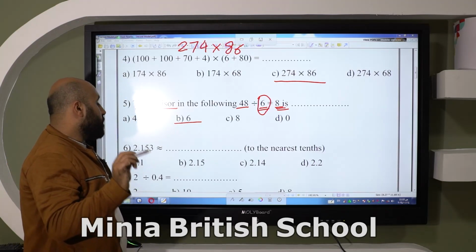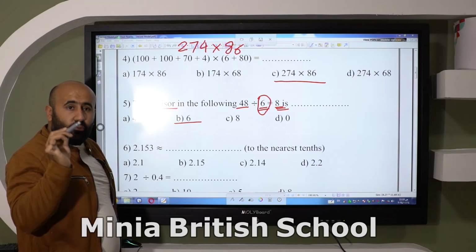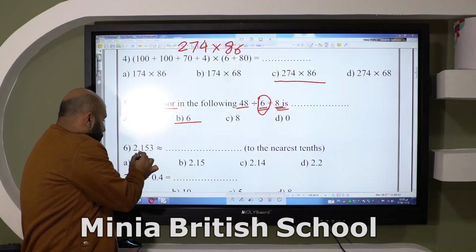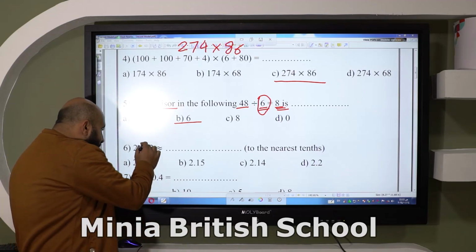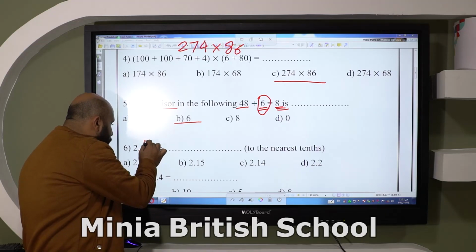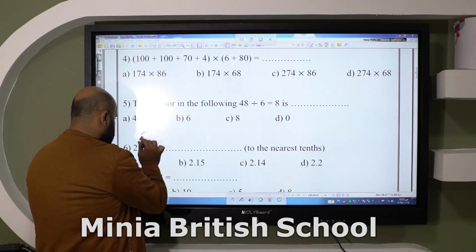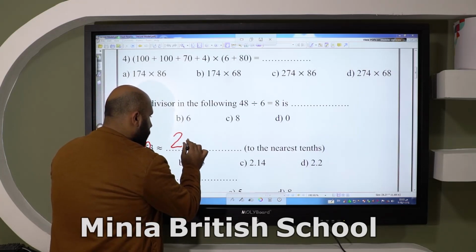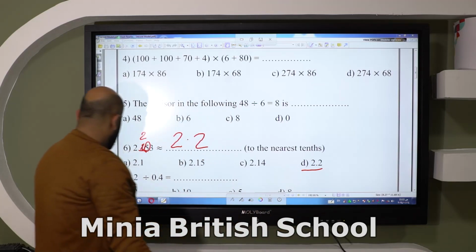2.153, I want to round it to the nearest tenths. To round it right, I must determine the place of tenths, which is 1, and then circle the number on the right. So the 1 will be 2, which equals 2.2, which is choice number D.